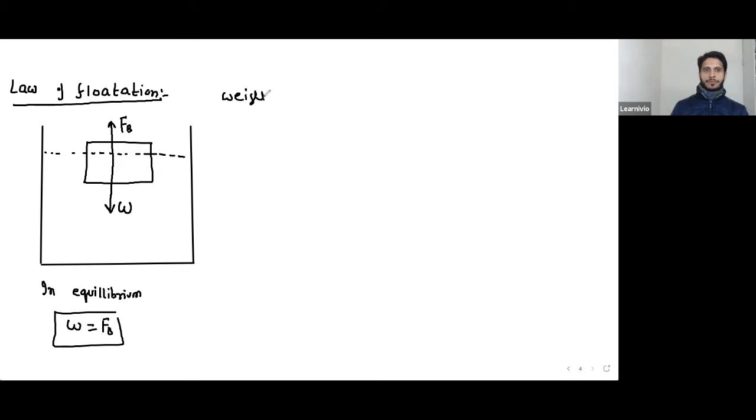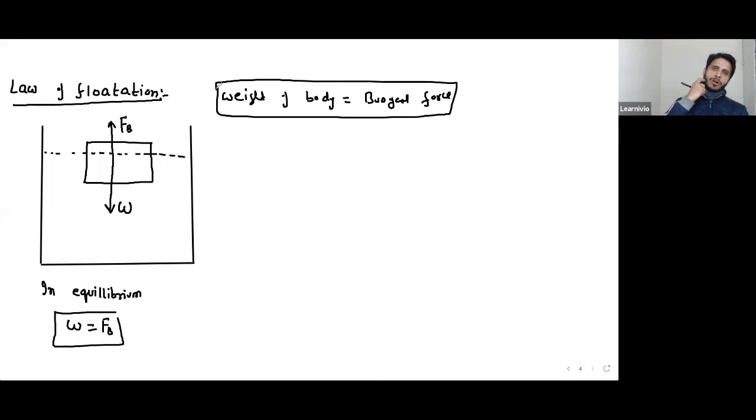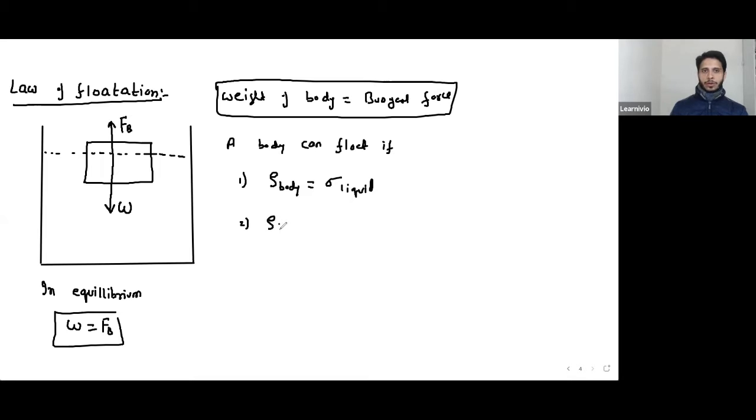So the weight of the body is equal to the buoyant force. This is known as the law of flotation. And there are further conditions for a body to float. A body can float if the density of the body is equal to the density of the liquid, or the density of the body is less than the density of the liquid.